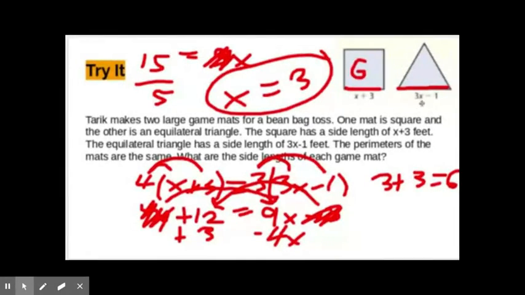And for our triangle, we have this 3x minus 1, so we're going to plug our x of 3 into that equation, so we do 3 times 3 minus 1. 3 times 3 is 9, so 9 minus 1 is equal to 8. So the side length of the triangle is 8.